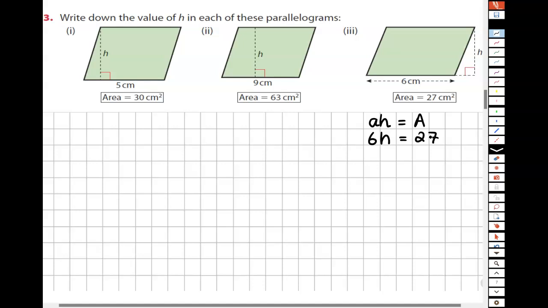So that means then I need to figure out how I'm going to find what my H is. I need to solve this for H. So 6 times H is multiplication. So the inverse operation is division. So 27 divided by 6. And that gives me a H of 4.5 centimeters. Okay, now it's only centimeters this time because you're measuring one dimension.